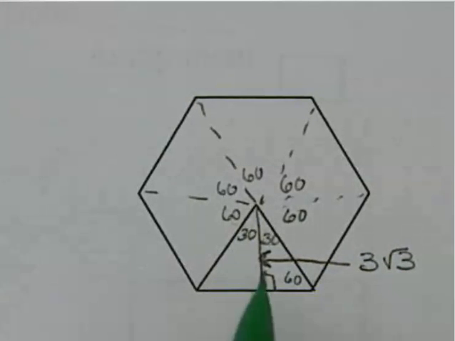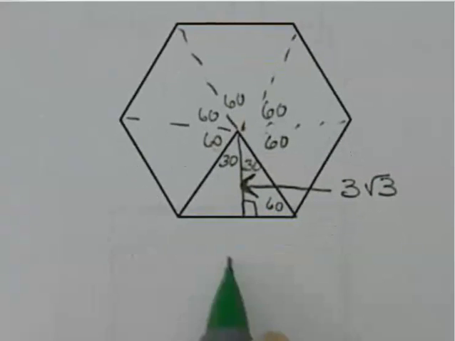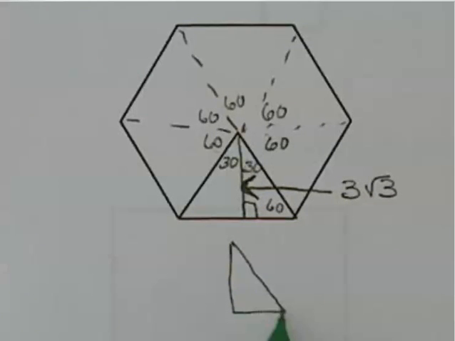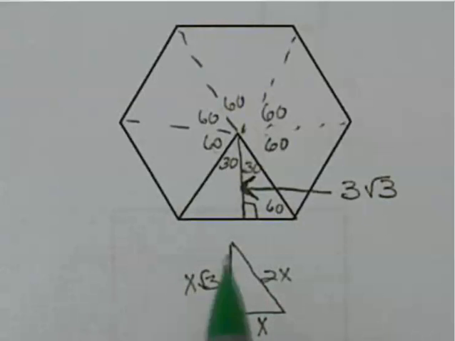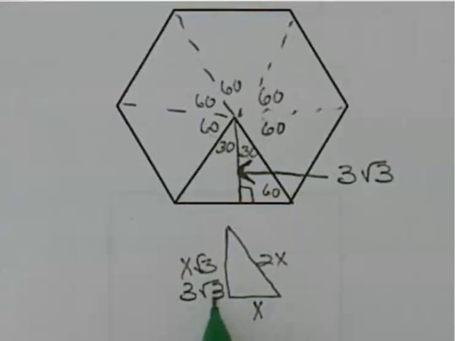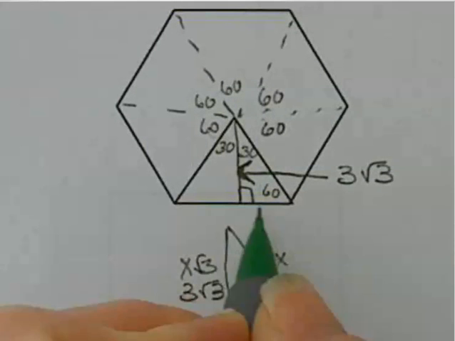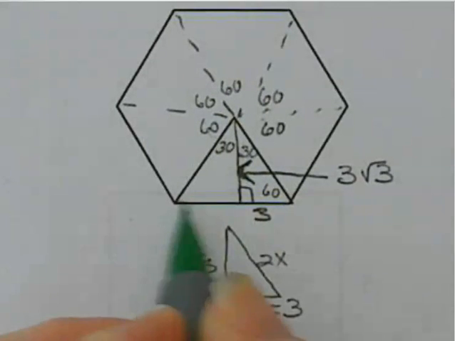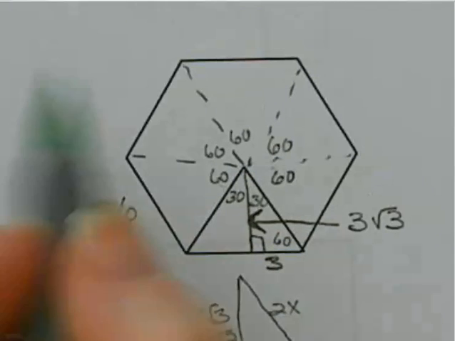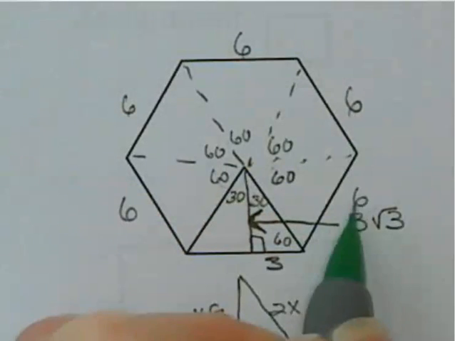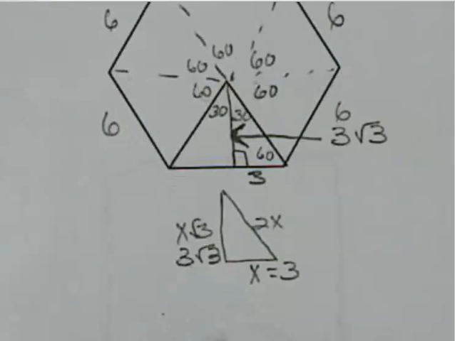Now in your 30, 60, 90 triangle, you could either use trigonometry if you want, or you can just use your 30, 60, 90. So in your 30, 60, 90, this is x square root 3, and this is 2x. Okay, so you've got 3 square root 3, so you can see right off the bat that x has to be 3. So we have 3 here. That makes the entire base to be 6. If you put 6 all the way around, that's 6 times 6, there's 6 sides. So your perimeter is 36.